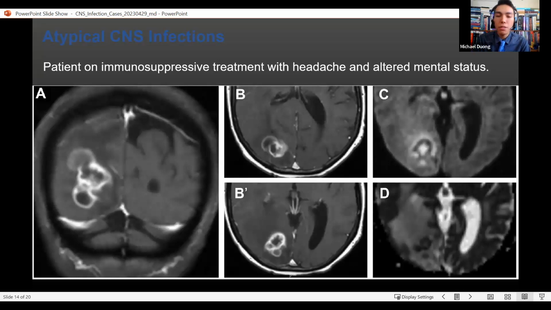Very similar case of another person with AML, graft versus host disease, chronic immunosuppression. Here you see this classic finding of multiloculated, multiple ring enhancing or peripherally enhancing lesions that are overlapping and demonstrate diffusion restriction. So this is a classic finding for nocardiosis.